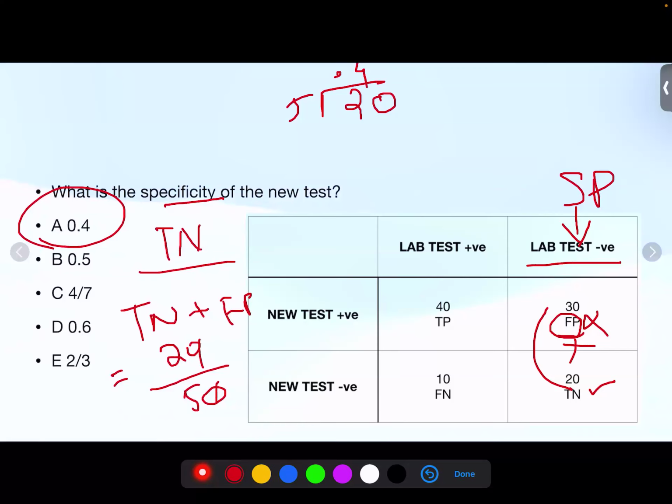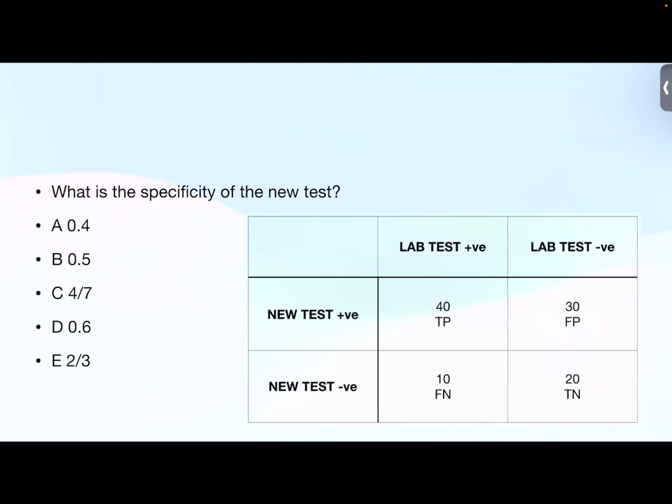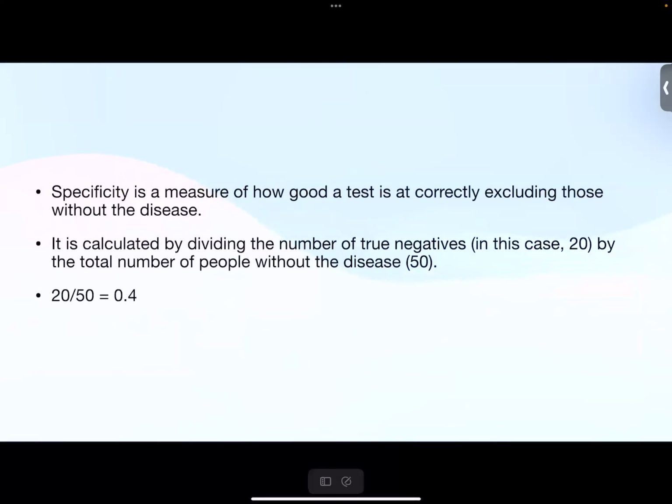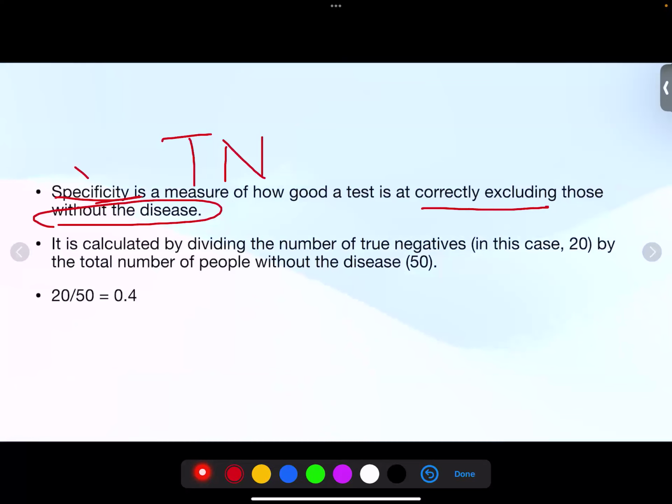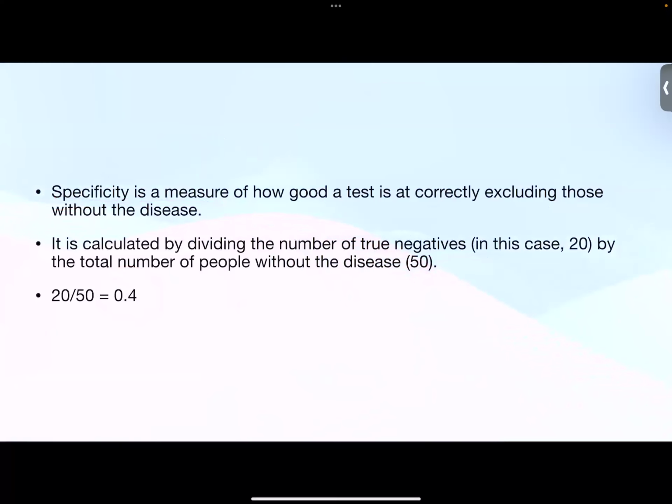This is an easy division method you would also be knowing. Okay, so here if you see, this is the specificity, and it actually correctly excludes those without the disease, meaning it actually diagnoses those true negatives. So the formula is the same, and you get this answer, which is 0.4.